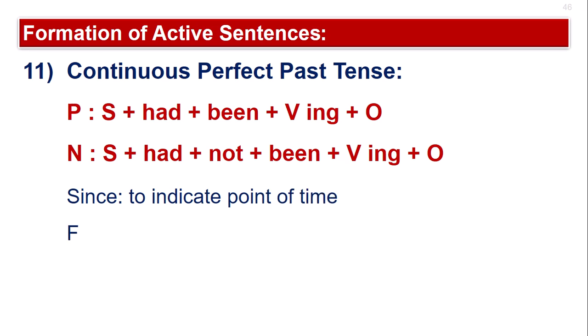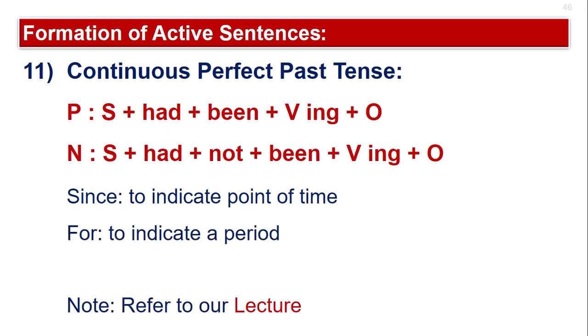And the rule of since and for is also applicable in this tense too. We used since and for in continuous perfect present tense also. If you want to refer to the definition, you can refer to our lecture number 8 in our playlist so that you can understand the use of since and for. So guys, since is used to indicate a point of time and for is used to indicate a period, right?